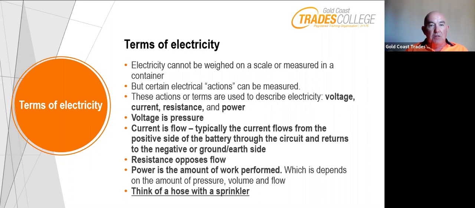Resistance opposes the flow. Power is the amount of work performed. And then it says there, think of a hose with a sprinkler. So they're talking about a circuit. And if you think about a car, there are many, many circuits, okay? And many different bulbs, switches, lots and lots of things to think about.